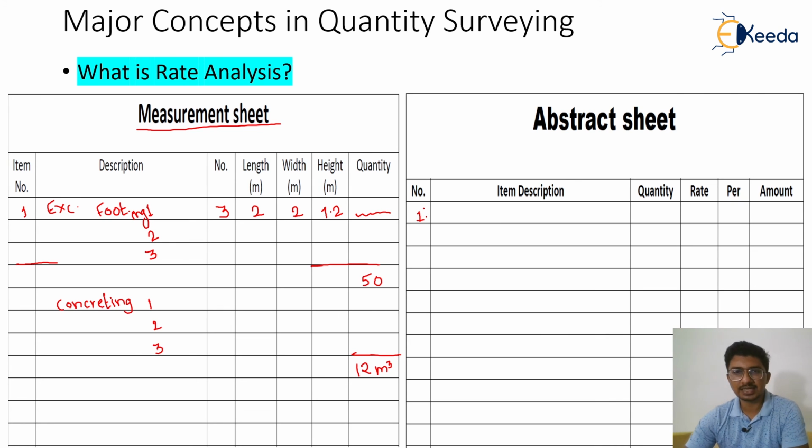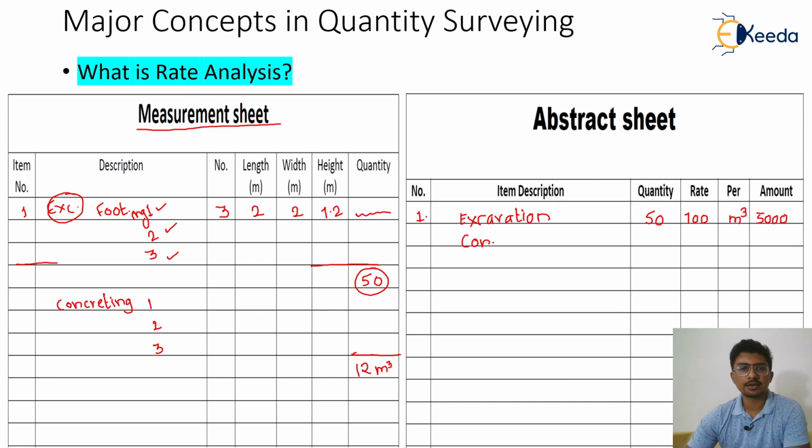So what exactly is the abstract sheet? Wherein I just take out the abstract of the measurement sheet, the important ones. I am not going to check foundation 1, foundation 2, foundation 3. What I'll do is take how much excavation I did for the whole foundation, that is 50. So the first quantity will be excavation, which was 50, and whatever the rate is, you are going to take out. Suppose it is 100 rupees per meter cube. I am just giving an example. So based on that, this is going to be 5,000 rupees.